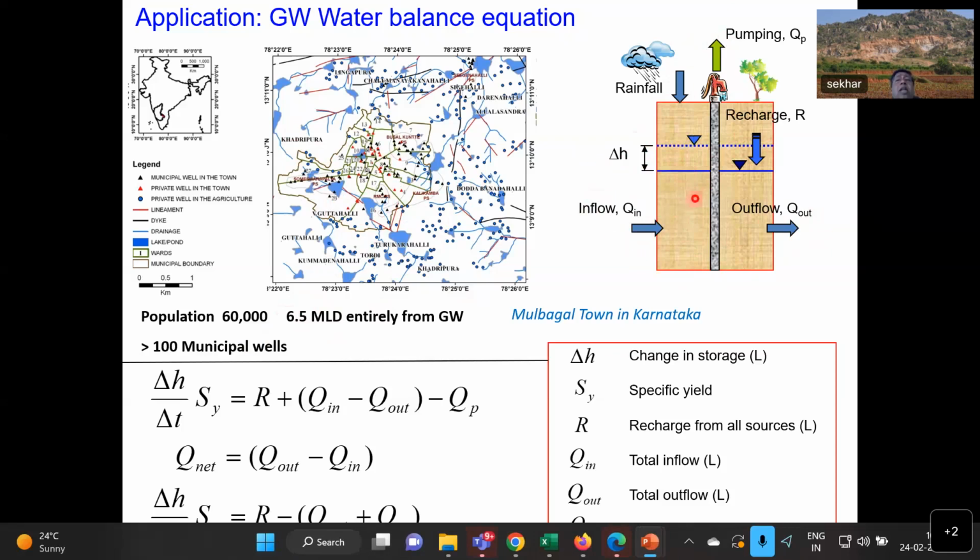Interestingly, you can reapply this simple equation here. You have the same equation which you saw in the previous slide: delta H by delta T into SY is equal to R, plus Q in minus Q out. It's possible that you are here and there is no stream, etc., in a small area. So Q in and Q out are my lateral flows, and QP is my pumping. You can describe the in and out as a Q net. If you have a small region and make good flow net observations of the system, you can find out what the inflow and outflow are.